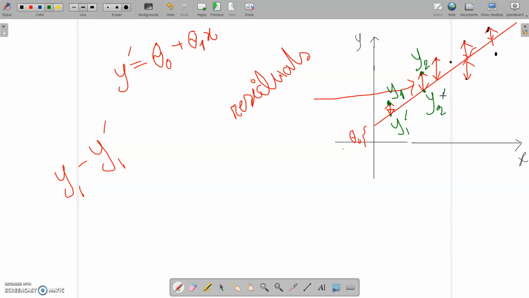So you can think of it like this. This is the error, the residual. That means this is the error that your predicted line is making. For the first one, this is the error. For the second one, the error is y2 minus y2 prime.